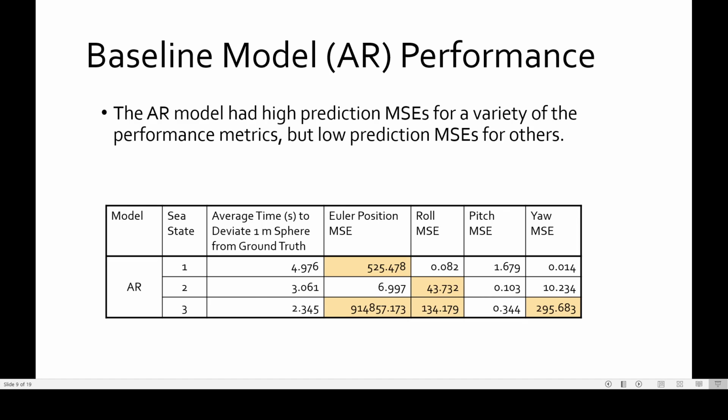Then for the performance of the baseline model, the autoregression model had high prediction MSEs for a variety of the performance metrics, but low prediction MSEs for others. The ones that were especially high were the Euler prediction MSE for C state 1, the roll MSE for C state 2, and the Euler position, roll, and yaw MSEs for C state 3, with the Euler position MSE being incredibly high at 9 times 10 to the 5th.